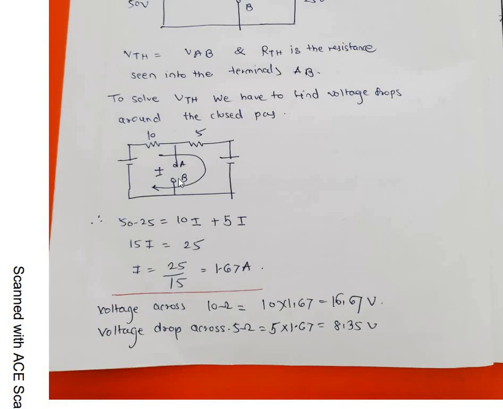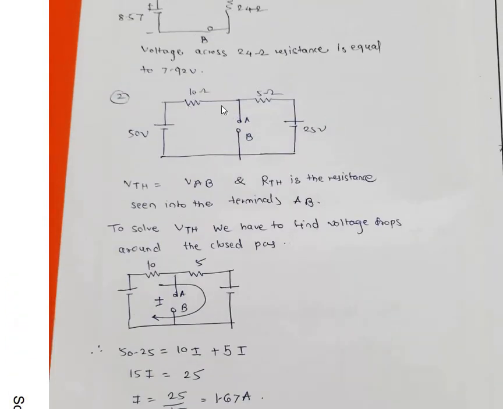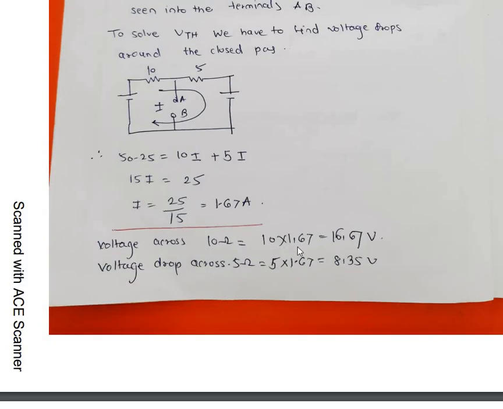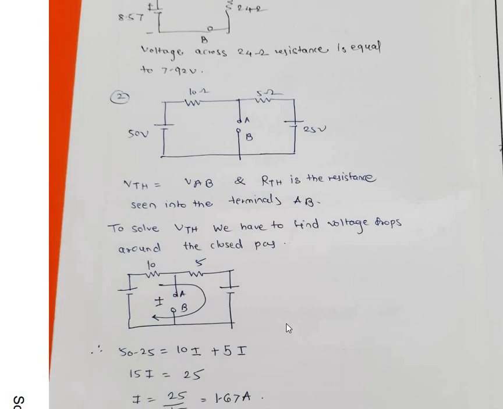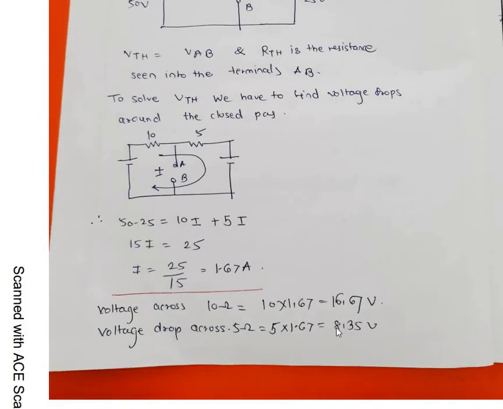Therefore, 50 minus 25 is equal to, suppose current I is flowing, 10I plus 5I. These two are minus to plus, and this is plus to minus, or here minus to minus, therefore we have to do the subtraction. So 50 minus 25, and the current flows through this 10 and 5 in the same direction, 10I plus 5I. So total I comes out to be 25 by 15, that is 1.67. The voltage across the 10 ohm will be 10 into 1.67, that is 16.7, and the voltage across 5 will be 5 into 1.67, that is 8.35 volt.